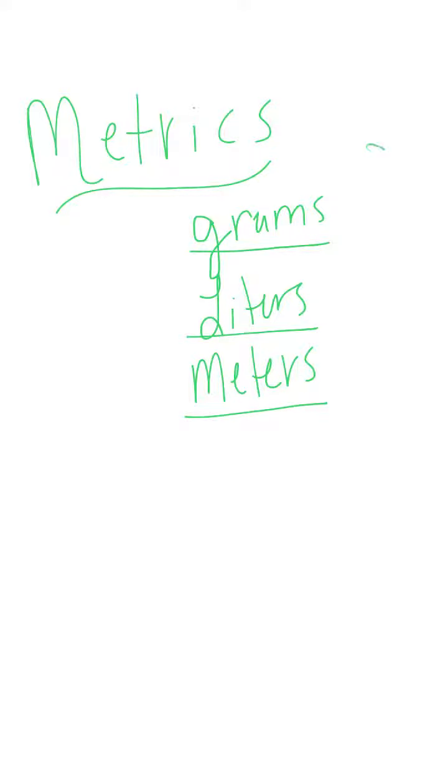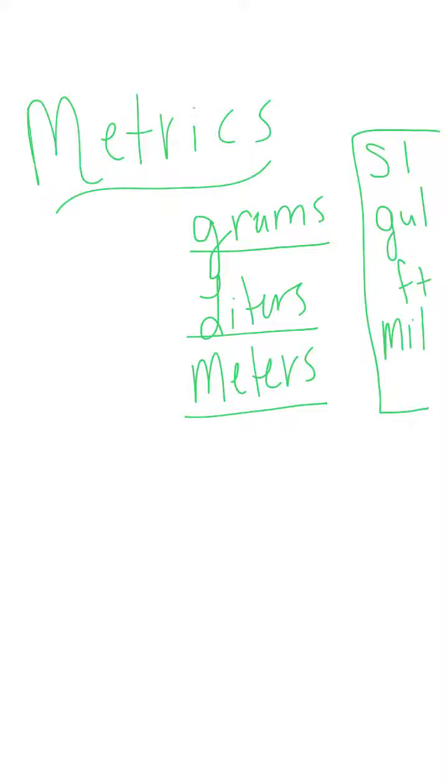So the units of a standardized system, or what we call SI units, that we don't use in science, would be things that you are familiar with, like gallon or a foot, something along those lines, or even miles. Those are units that do us no good in chemistry, and we're going to avoid all of those. The basic ones that we'll be using are grams for mass, liters for volume, and meters for length, for distance.